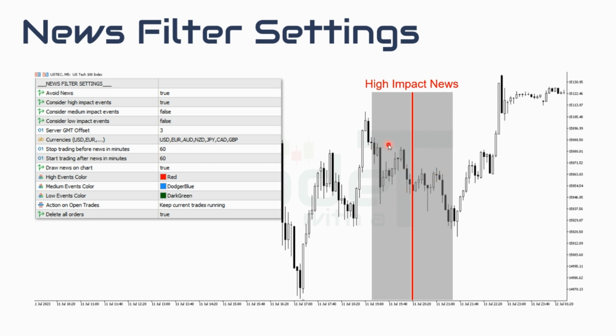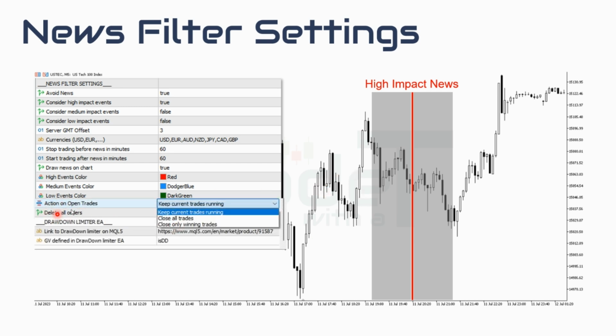And in case your trading window that we defined earlier is in this area, no trade will be done, or partially no trade will be done. So no new trade will be put in place. However, you may have some trades that are running or some orders that were set before the news window. And therefore, you can use the last two options.